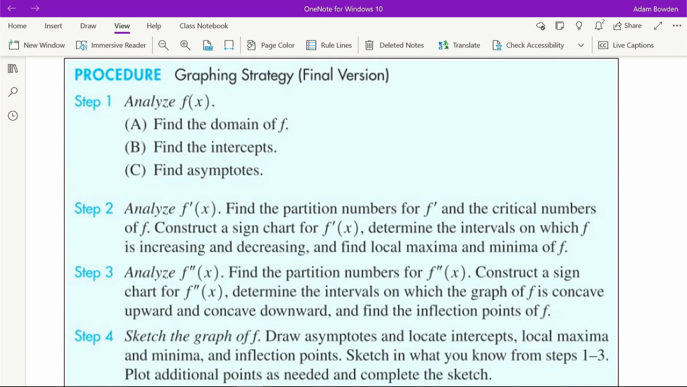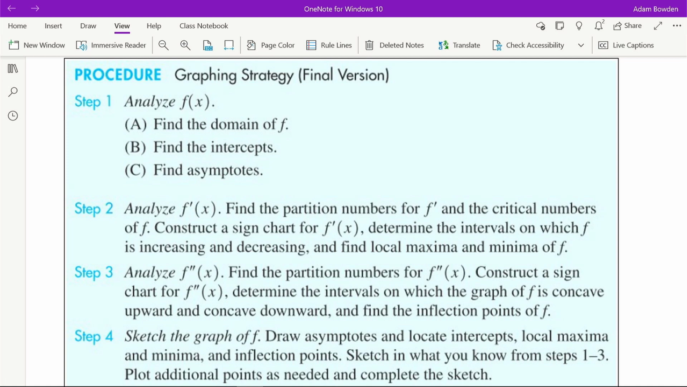In step 2, we're going to continue to analyze it, but by using the first derivative, f prime. We'll find f prime, we'll find the critical numbers, and we'll go through checking the intervals to find the sign, positive or negative, to help us know where it's increasing or decreasing.